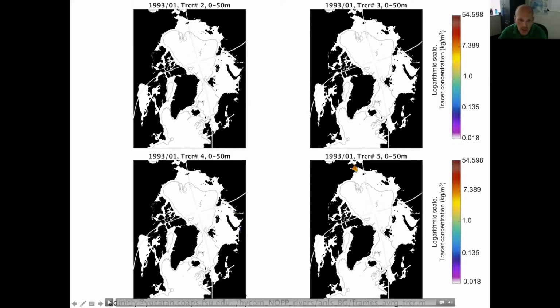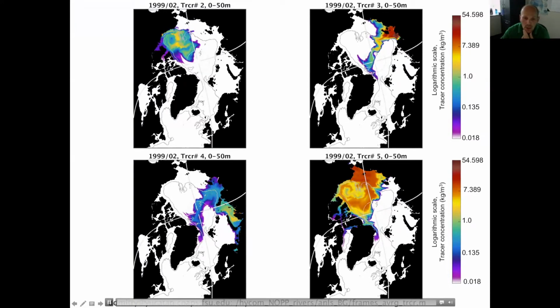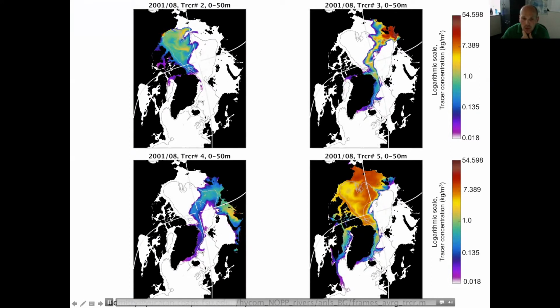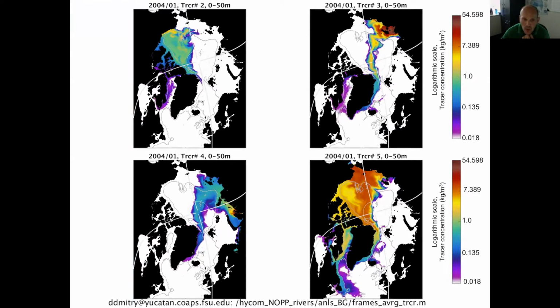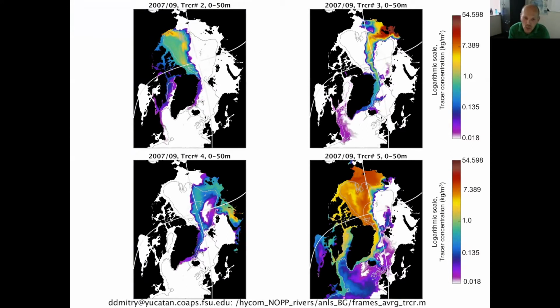Now we're going to see the animation for the other freshwater tracers. Colors again show the tracer concentration. This is the Mackenzie River, this is Eurasian River East, Eurasian River West, and this is Pacific water. What is interesting is that all freshwater sources have very different pathways, and the models do allow us to track each freshwater source individually.